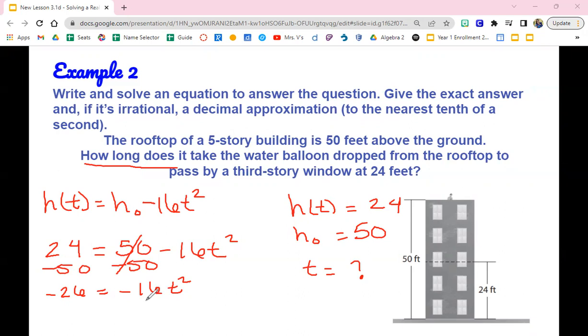My next item is to divide by negative 16, divide by negative 16. I'm left with t squared equals positive 26 divided by 16. We can go ahead and simplify that as a decimal value. What do you guys have?